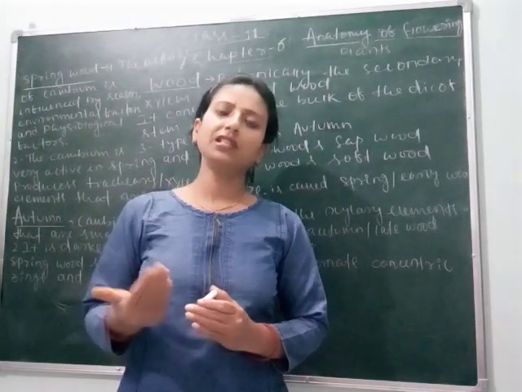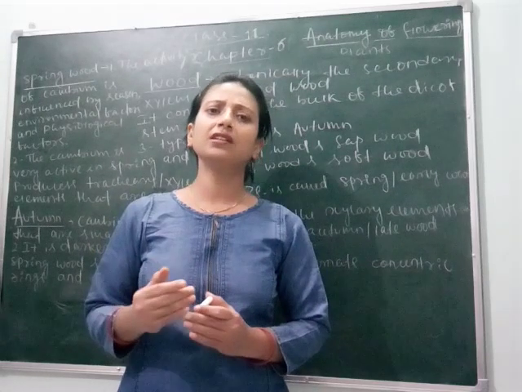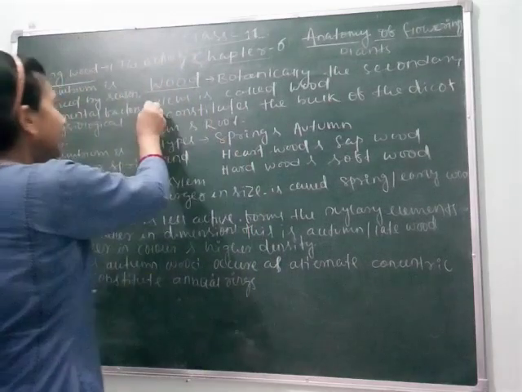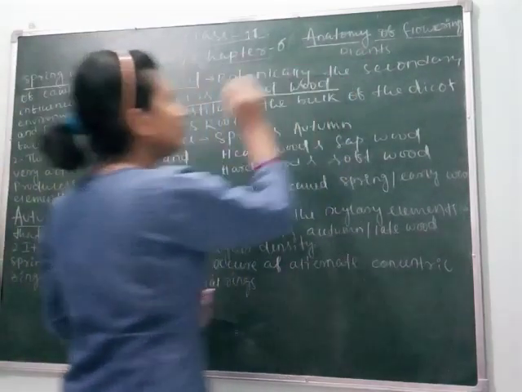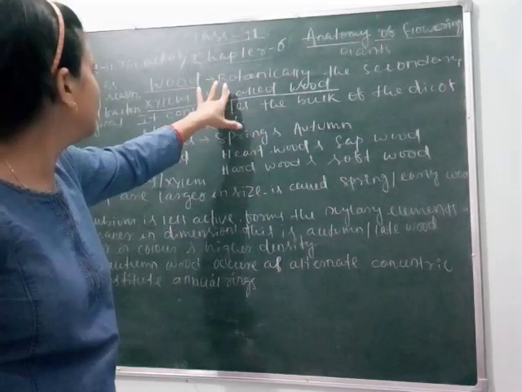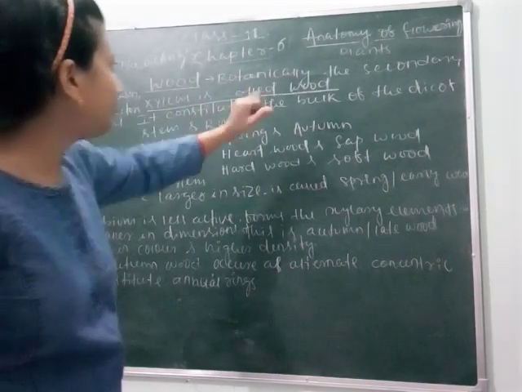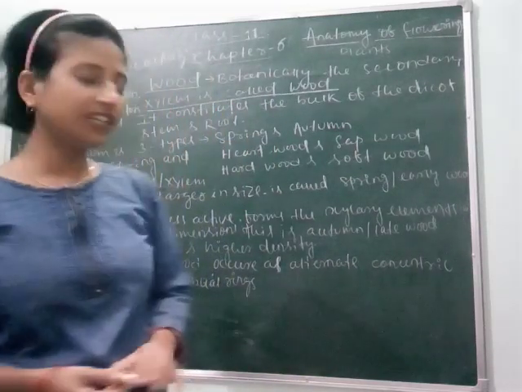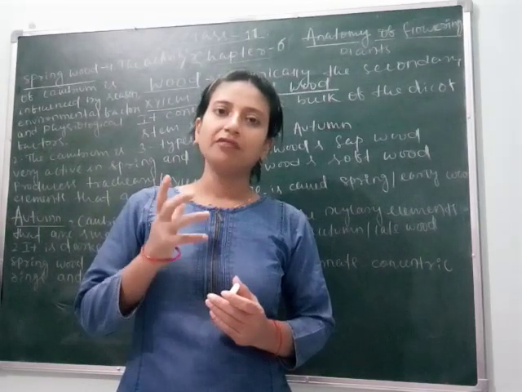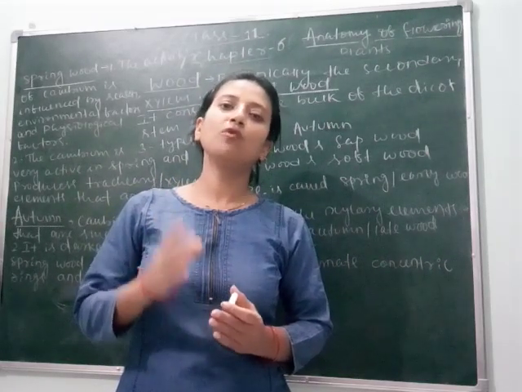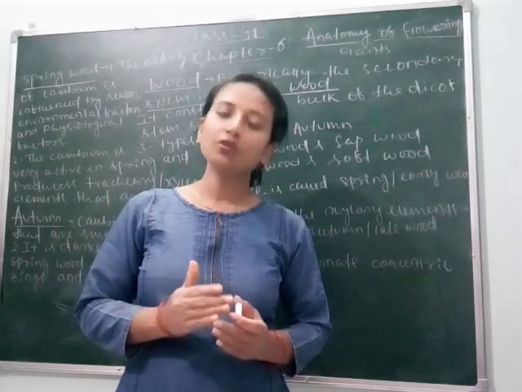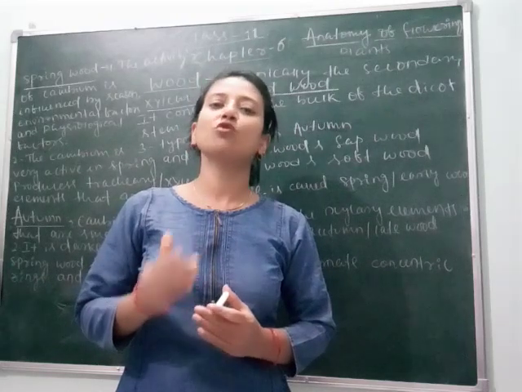In botanical terms, wood is formed from xylem, the xylary elements which later form wood. Clear? Botanically, the secondary xylem is called wood. It consists of the bulk of the dicot stem and root. Means the part which we call wood is present both in root and stem. In which root and which stem? In dicot root and dicot stem, as they show secondary development.